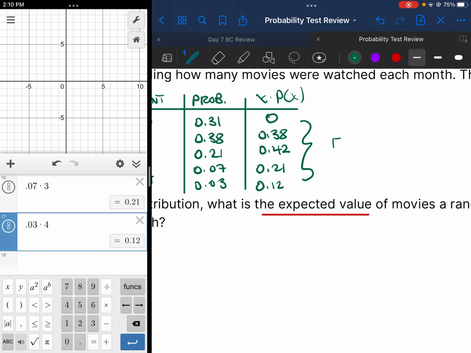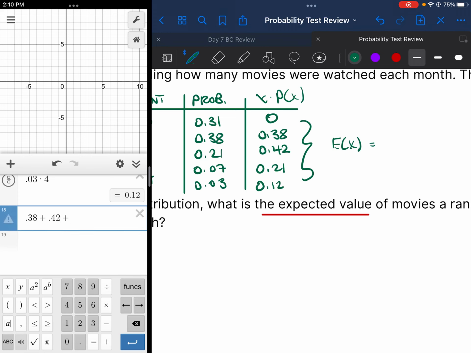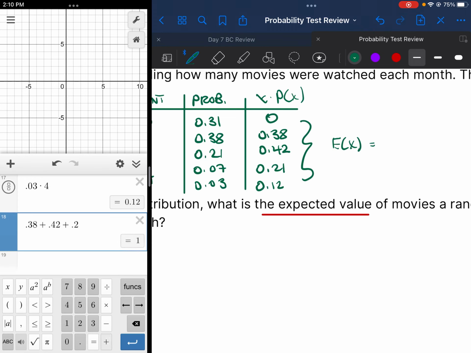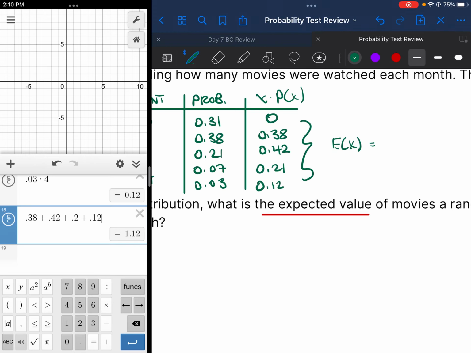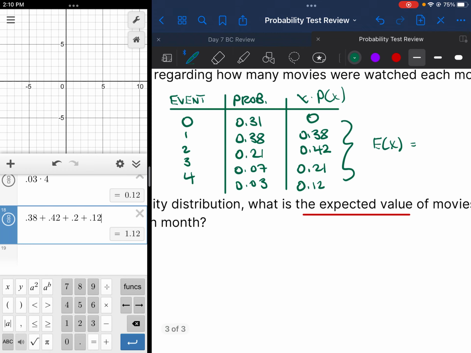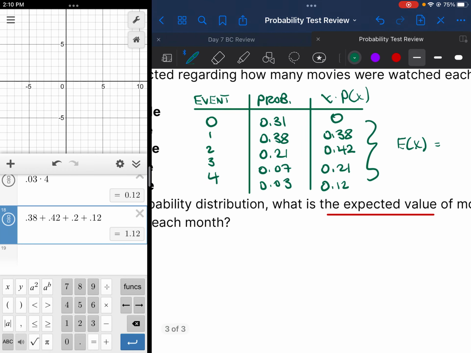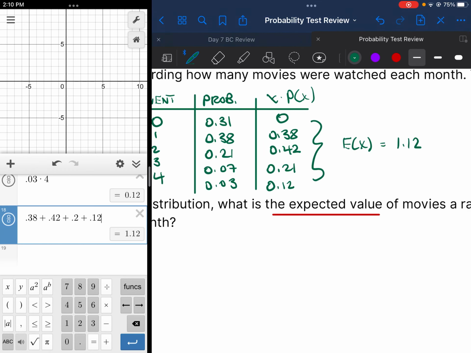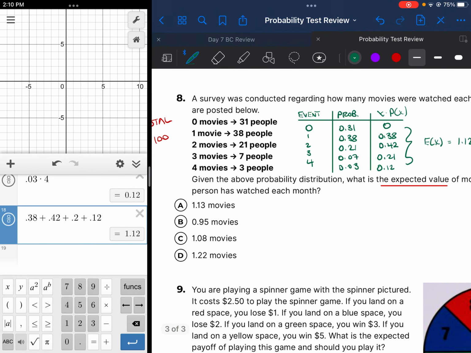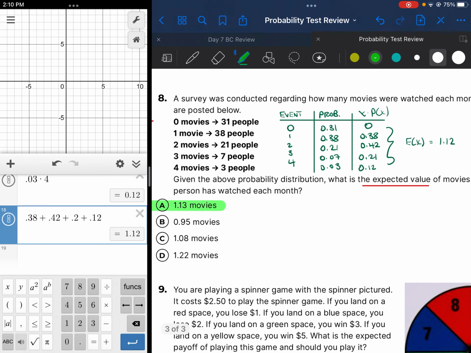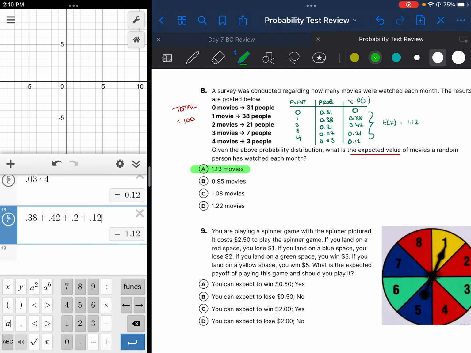Add these all together. E of x, expected value, equals 0.38 plus 0.42 plus 0.21 plus 0.12. So 1.12. And there was probably something that went on with some kind of rounding there. Answer choice 1.13. That's by far our closest, just right there. Next.